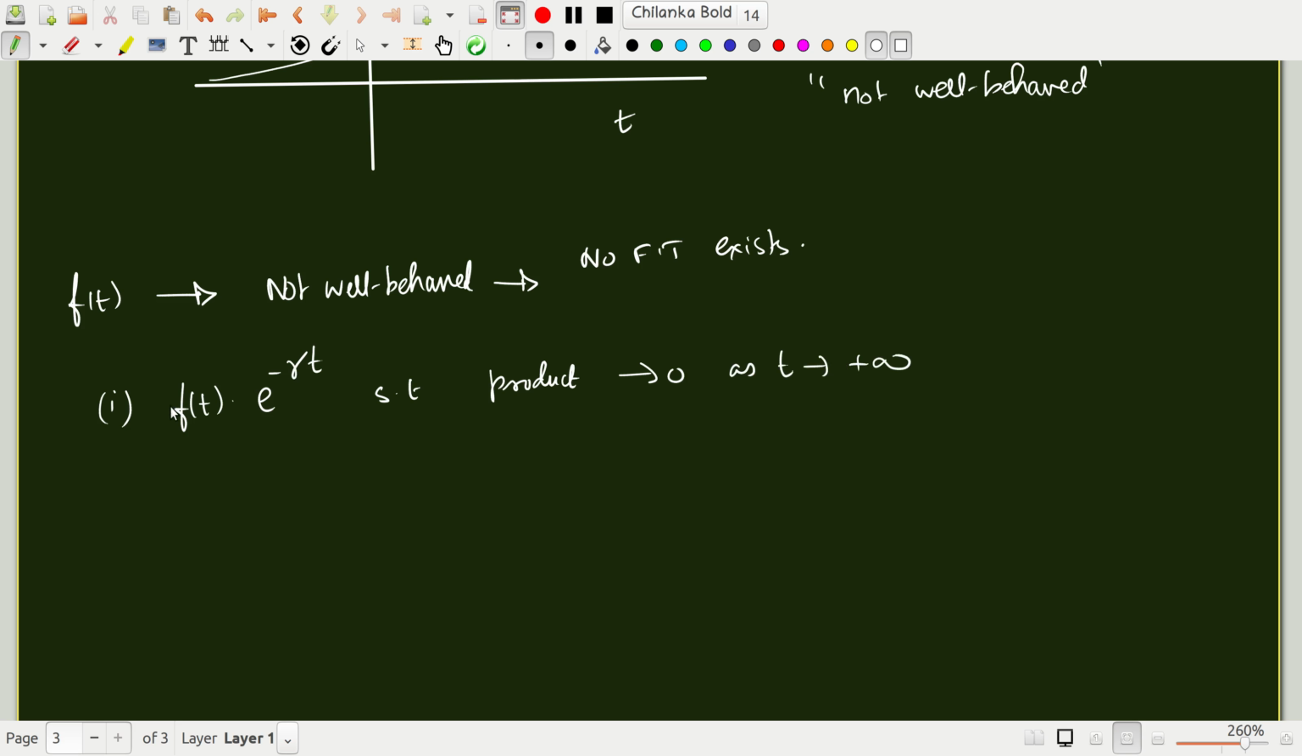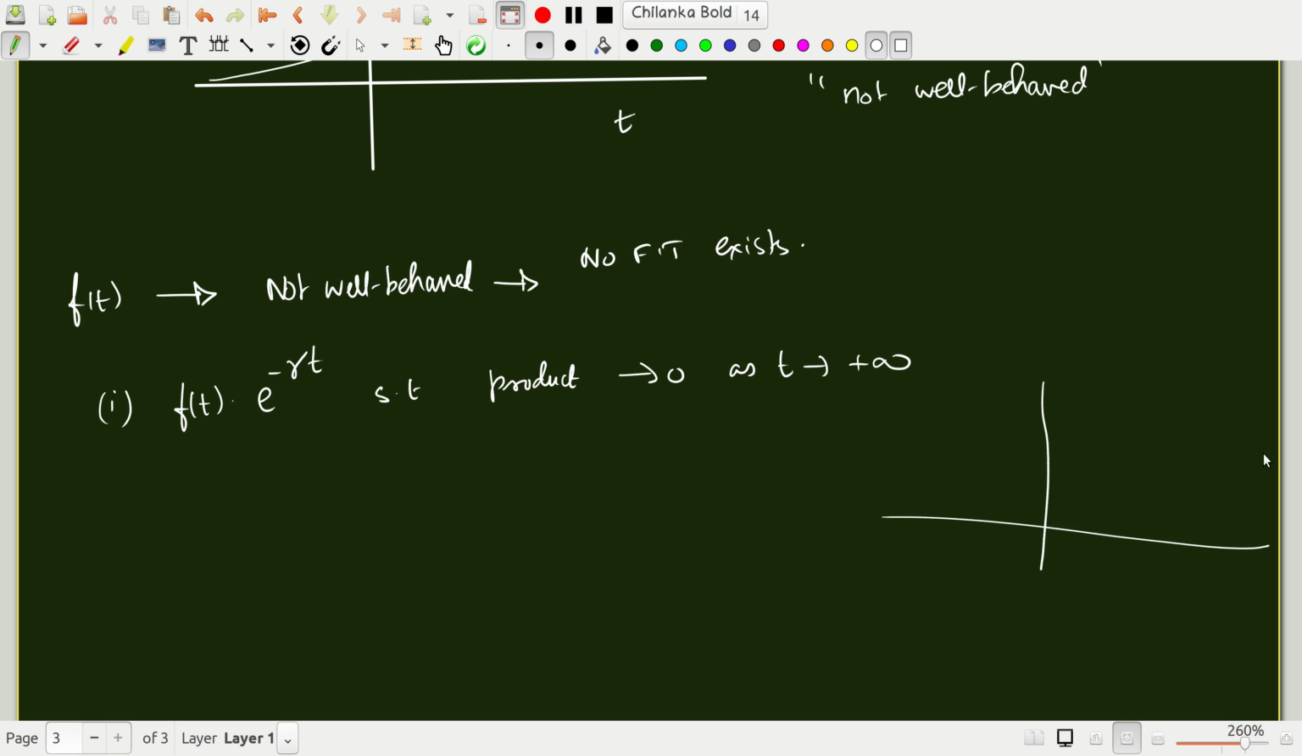So even though f of t may be growing in time, gamma is sufficiently large. Gamma is a positive number, with that negative sign, so that the product decays to 0 as t goes to plus infinity. So you have solved one problem: as t goes to plus infinity, this product is well behaved, even though f of t is not well behaved. But you have created one more problem.